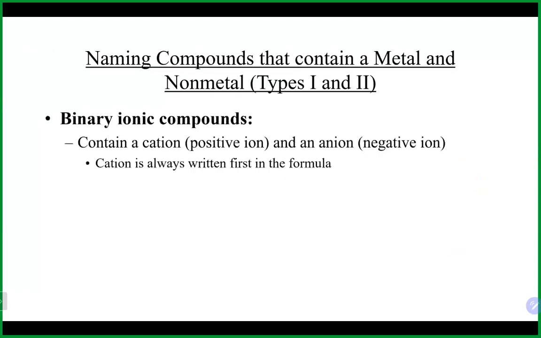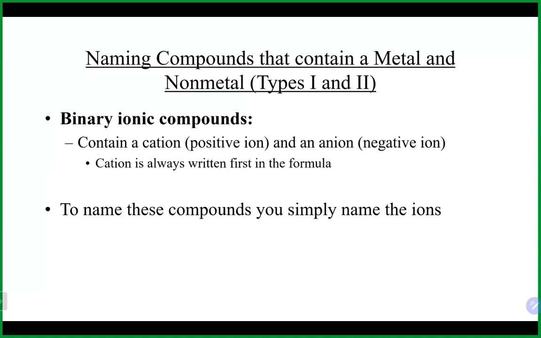When we talk about ionic compounds, which always involve a metal and a non-metal, they are also sometimes broken up into type 1 or type 2 compounds. We'll talk about what each of those are in just a second. But they will always contain a positive cation and a negative anion, and it is always the positive first, followed by the negative. So you should always do the cation first, followed by the anion, and that goes for both the formula and the naming.